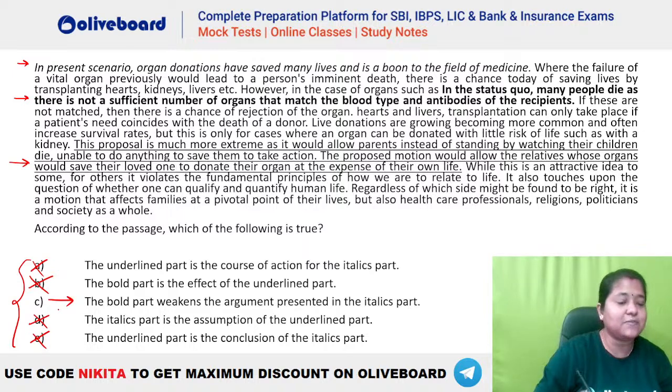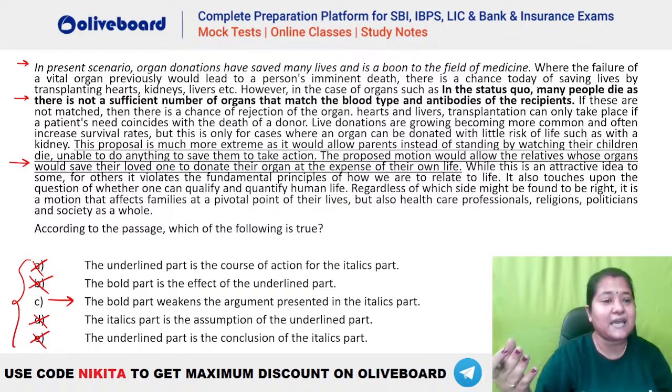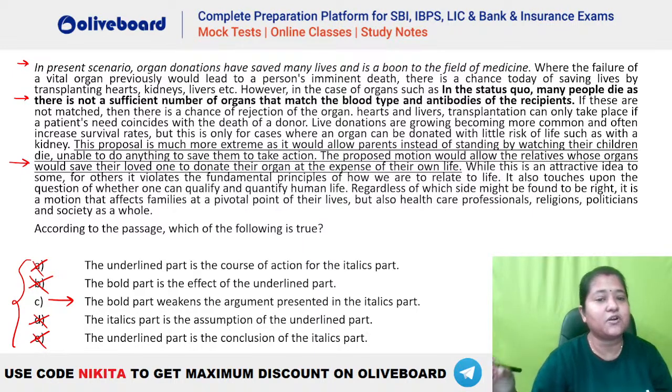Now, why will C be the right answer? Let's quickly check. We have eliminated the wrong ones. Now, why is C the right answer? The bold part weakens the argument present in the italics part. What is the bold part saying? In the status quo, many people die as there is not a sufficient number of organs that match the blood type and antibodies of the recipients. And what was the italics part? We have seen organ donations have saved many lives and are a boon to the field of medicine.